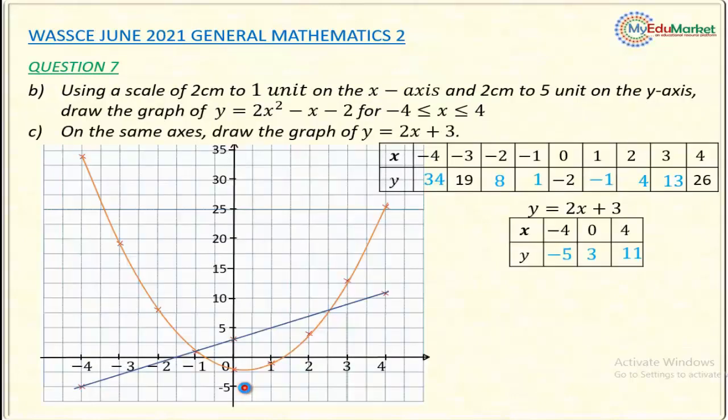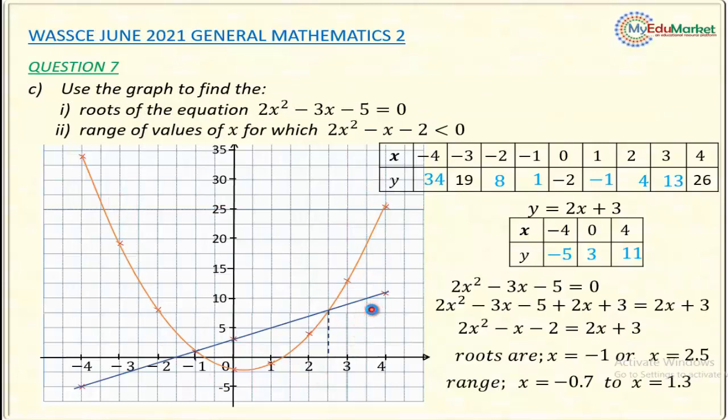And moving to the graph, there are 3 bonus marks for plotting these points and joining them accurately. You have bonus 3 marks. And for drawing this straight line is another bonus 1 mark. So this is for question B and question C. You have B3 for the curve and B1 for the straight line.